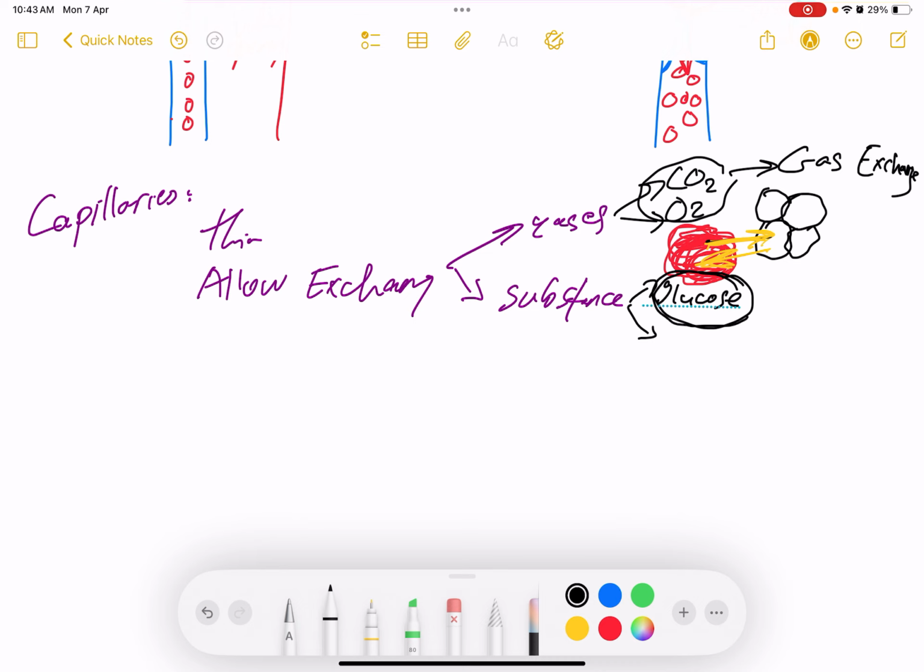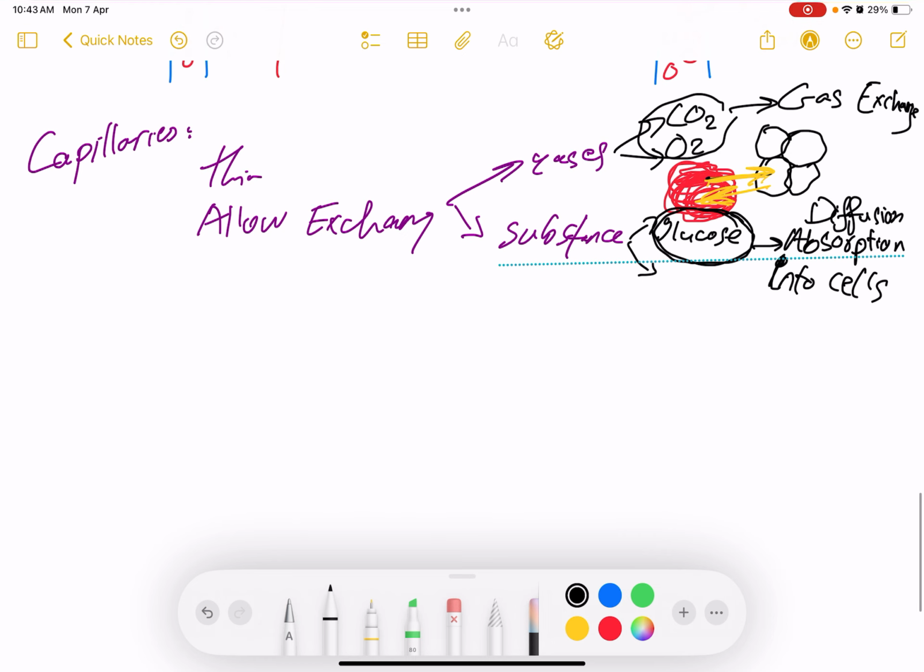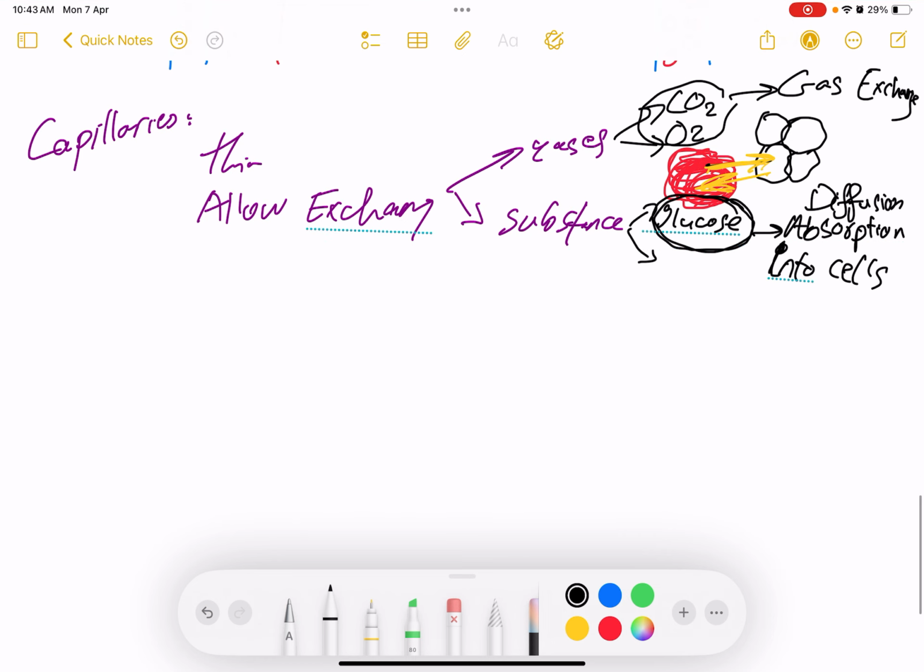As well as diffusion or absorption, both are correct, absorption or diffusion of glucose into the cells. How they diffuse out of the capillaries, there are some adaptations.